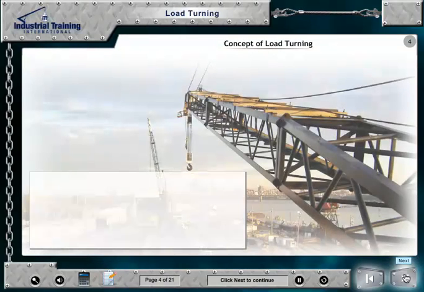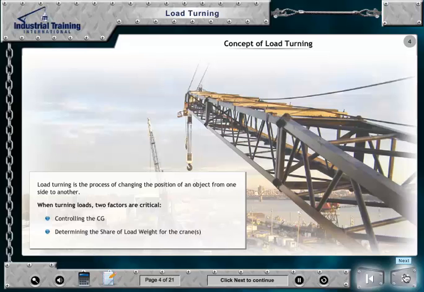In simple terms, load turning is the process of changing the position of an object from one side to another. When using cranes to turn loads, two very important factors must be considered. They are controlling the center of gravity and determining the share of load weight for the crane or cranes.